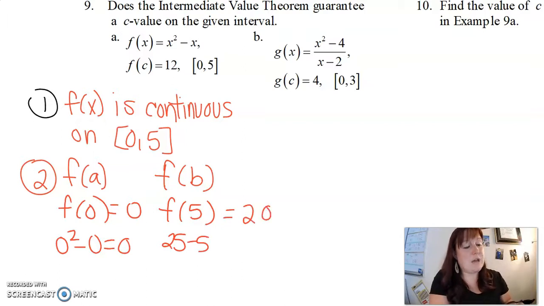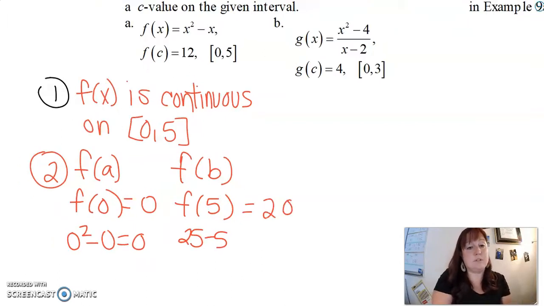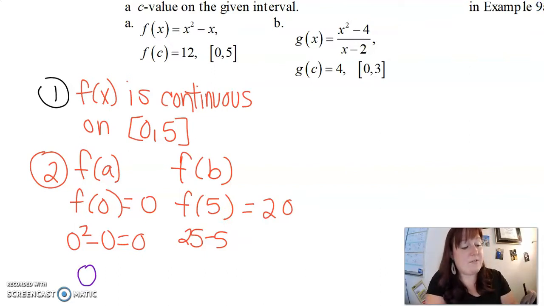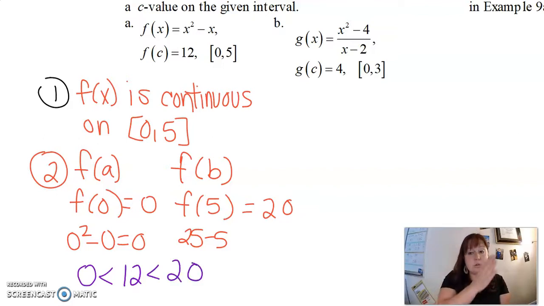Okay, so now we have to see, is 12 in between? We're looking to see if this y value is in between these two y values. Again, we have to show that we checked this. f of a is 0. It is, in fact, less than 12. And 12 is also less than 20. So yes, 12 is absolutely in between 0 and 20. Therefore, condition number 2 is met.